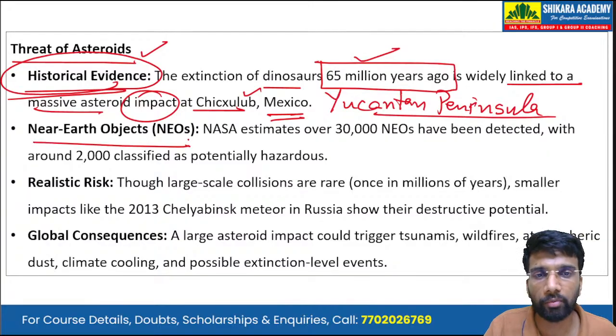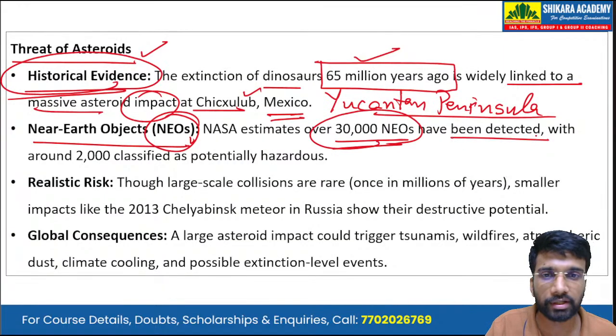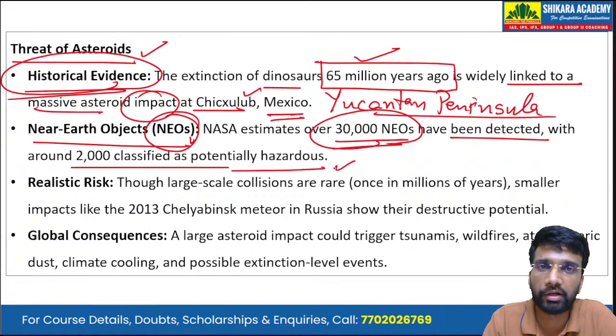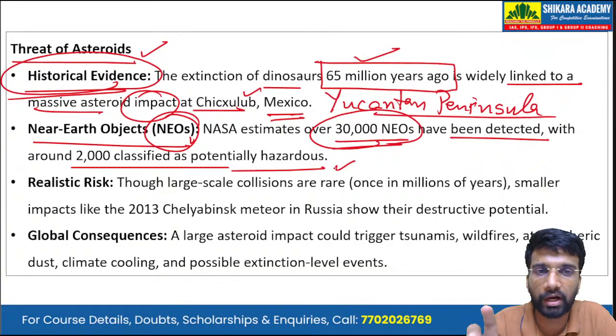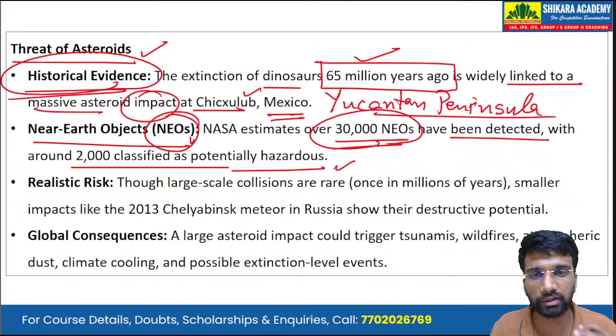Second is the near Earth objects or NEOs. So NASA estimates over 30,000 near Earth objects have been detected, with around 2,000 of them having the potential hazard. So near the Earth's orbit, there are 30,000 such identified objects, and out of those 30,000, 2,000 are classified as having some potential hazard for the Earth.